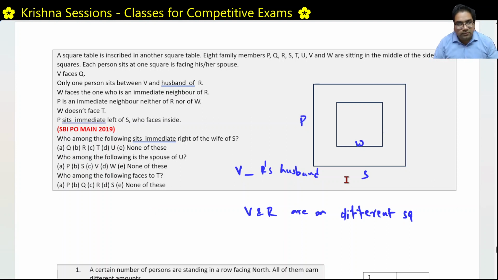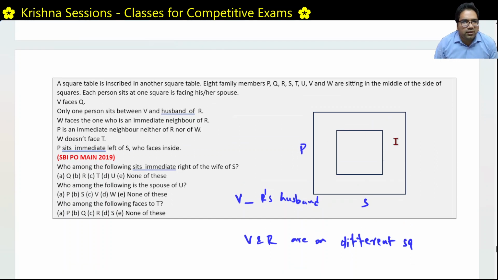So R has to stay inside only. Because if R is staying outside, there is no place for V. If R is staying outside, R's husband will stay inside. R has to stay here only, R's husband will have to stay here only, and V has to stay here anyway. So there is no place for a person between V and the husband of R. So R has to stay inside only.